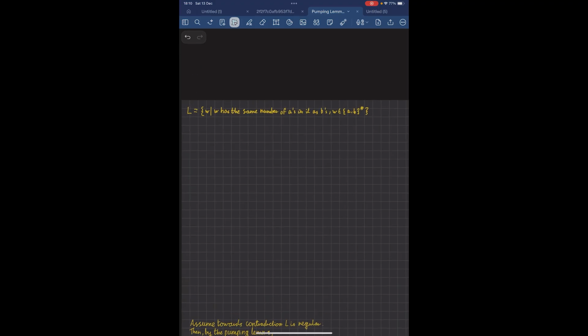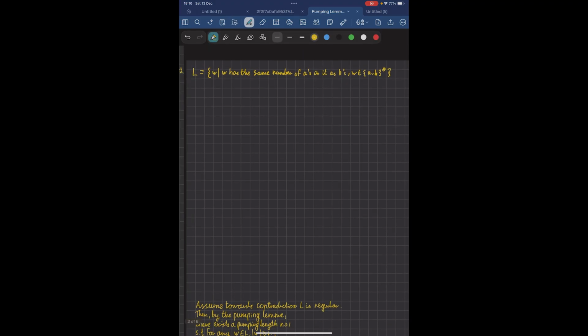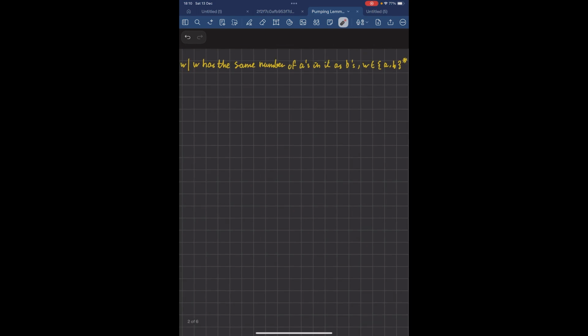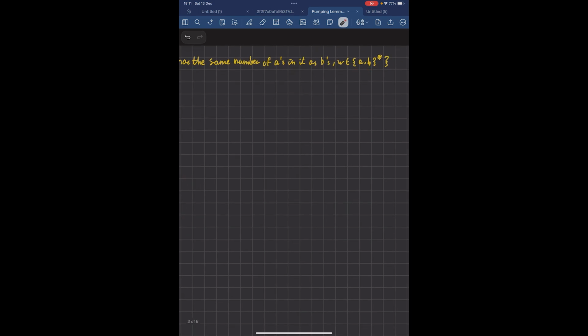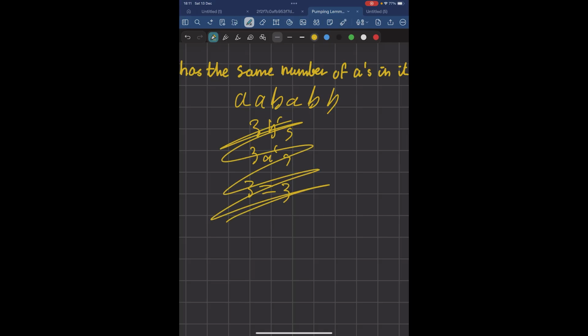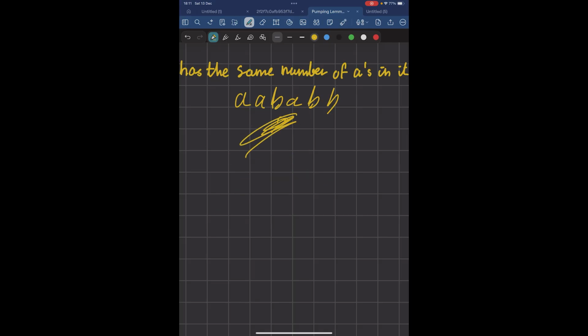Oh, I already got it pasted, never mind. So this is the language containing strings over alphabet {a, b}, where the string has the same number of A's in it as B's. So for example, this would be in the language because there's 3 B's and 3 A's, and so it's the same amount of A's and B's. Whereas this would not be in the language because now there's more B's than A's.